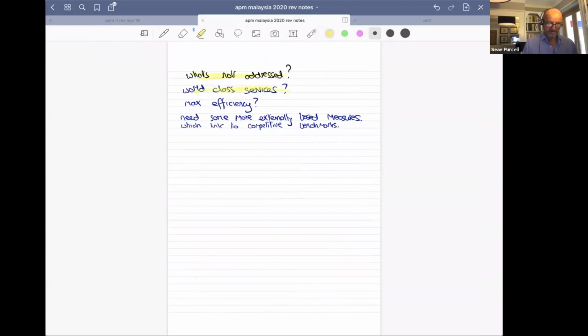Well, there's no addressing of world-class services. There's no measure of that. We might want to have some kind of benchmarking. Maximize efficiency wasn't really addressed. You might want to have something that can evaluate that. And it's all a little bit internal. We might want some more competitive and external based measures. And if we said those 3 things, there's 8 out of 8. But we passed it by sticking to the requirements of the question.